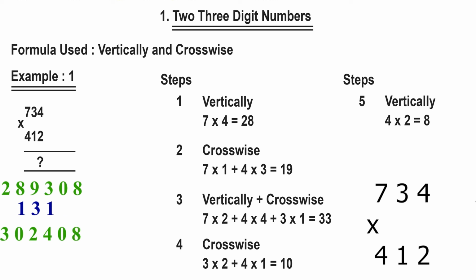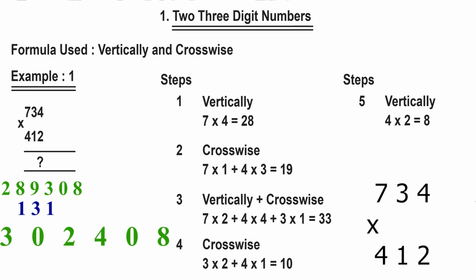We now add 289308 with 131 to get 302408. So using vertically and crosswise in 5 steps, we now know that 734 multiplied by 412 is 3,02,408.